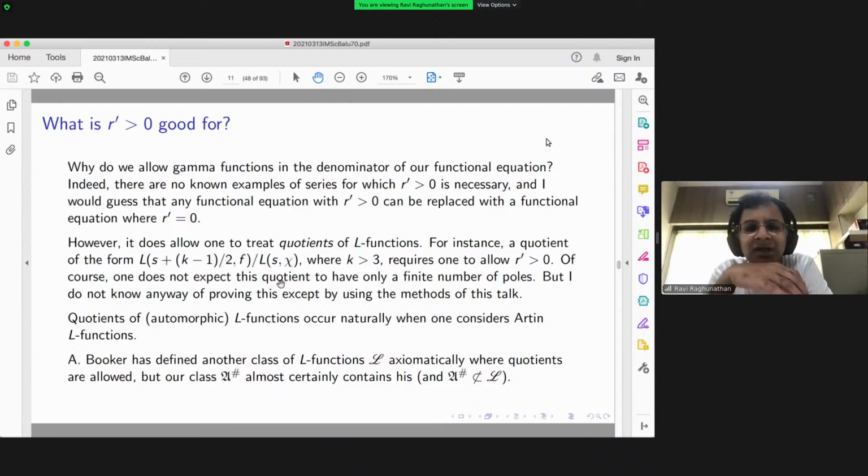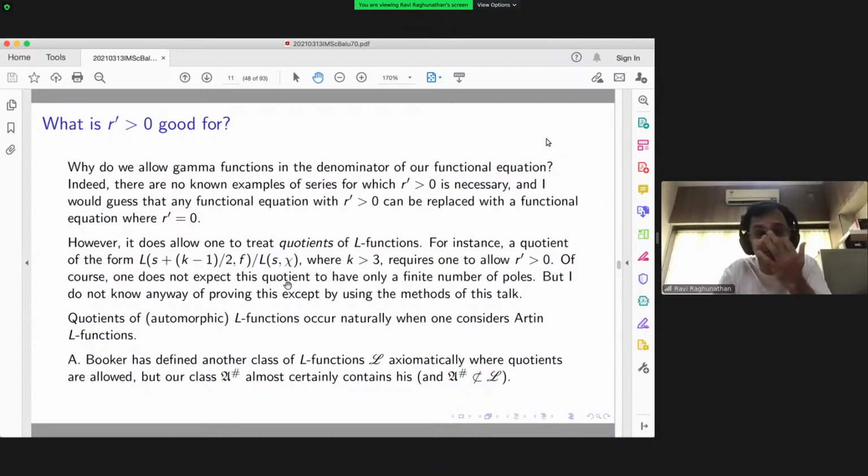Certainly, it is true that our class has lots of elements that do not belong to L, and L has very strong conditions, including mean square average Ramanujan and an Euler product and so on. So notice one of the features of our class is that there is no Euler product, which means in particular that linear combinations of elements in our class can lie in our class again, right? So I think this is certainly a much larger class than Booker's class.